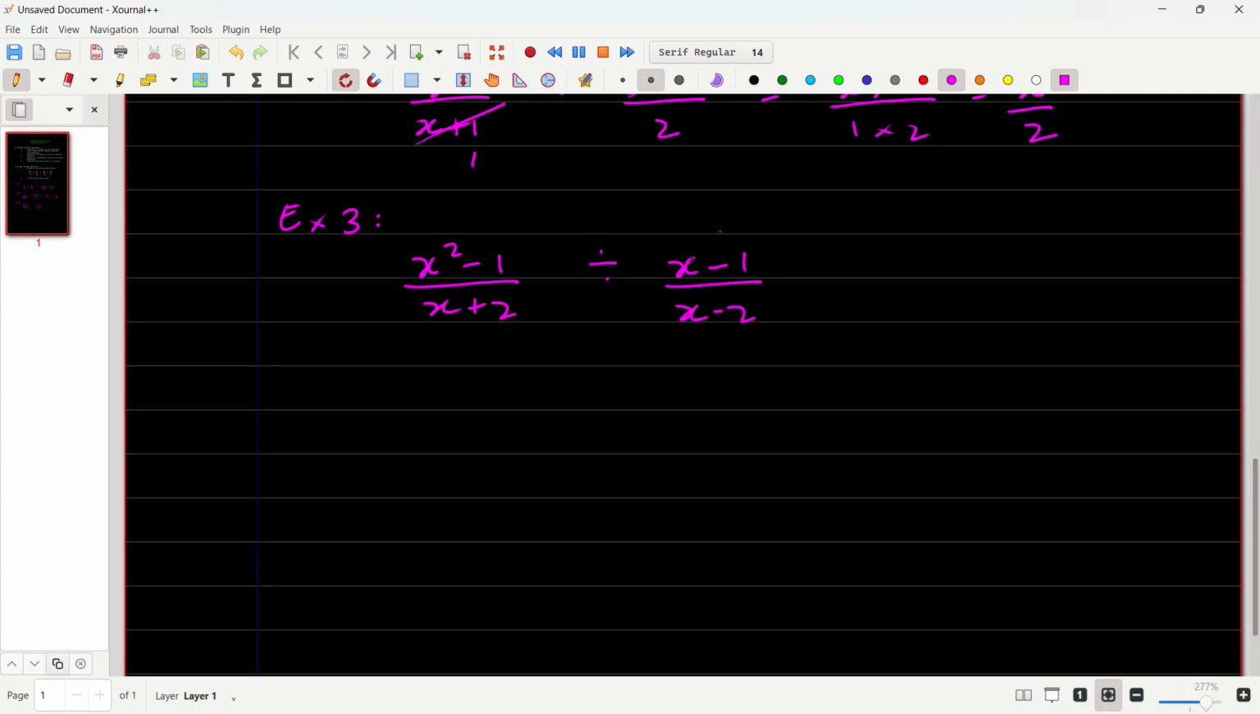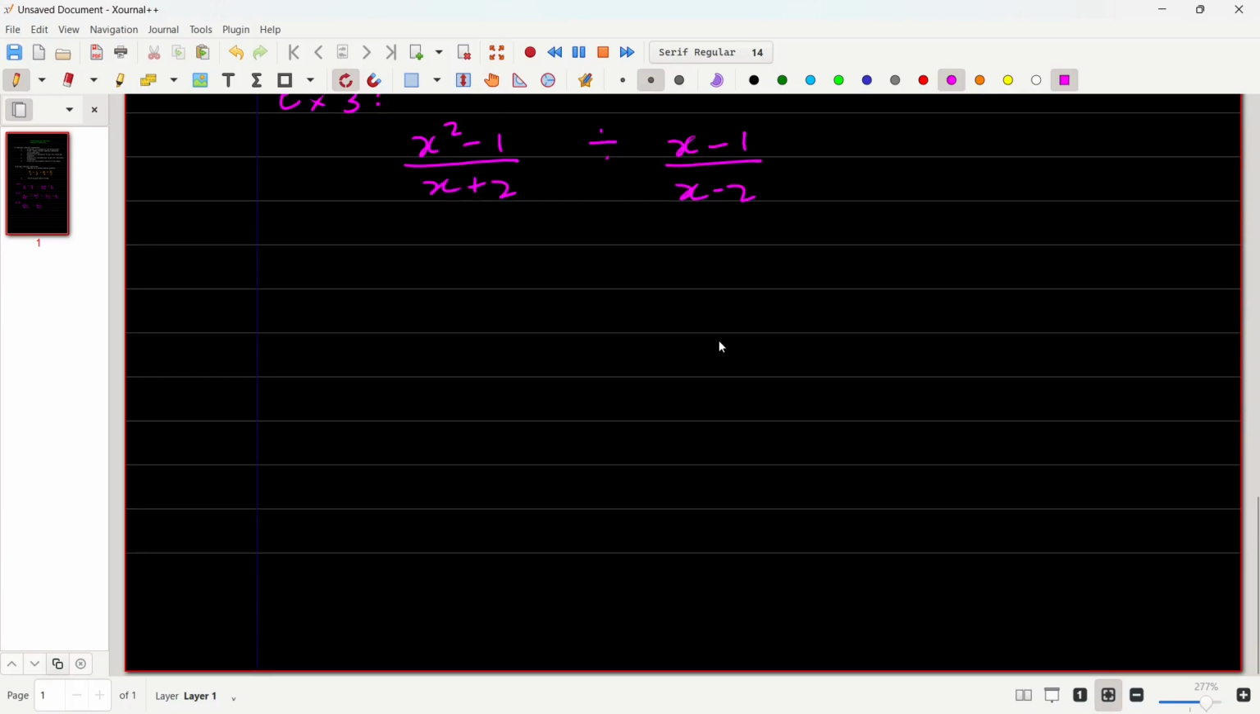So that is (x squared minus 1) over (x plus 2) divided by (x minus 1) over (x minus 2). And again, it's a very simple thing to do. We just simply rewrite first. So I'm going to rewrite, and I'm going to get (x squared minus 1) over (x plus 2) multiplied by (x minus 2) over (x minus 1).